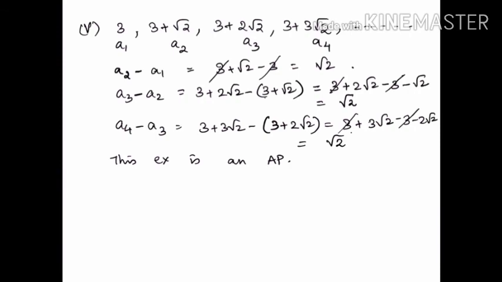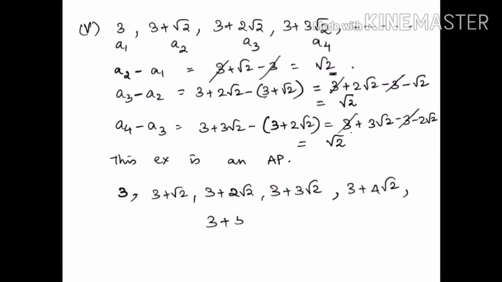Fifth example is also an AP, so let's write down 3 more terms. So 3, 3 plus root 2, 3 plus 2 root 2, 3 plus 3 root 2. Looking at the pattern, the common difference is root 2. So adding root 2 to 3 plus 3 root 2, we get 3 plus 4 root 2, 3 plus 5 root 2, and 3 plus 6 root 2.